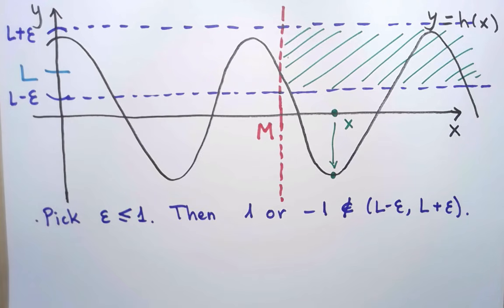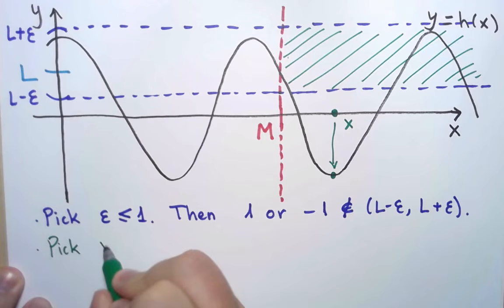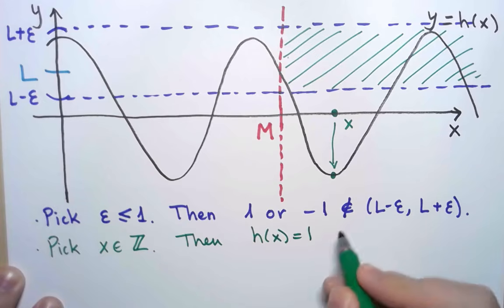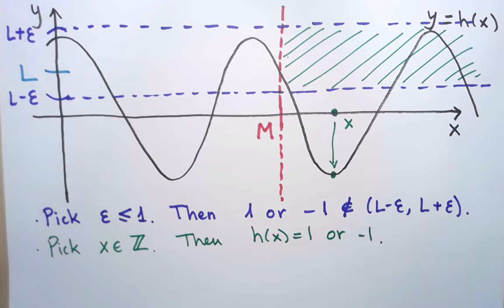And then, which value of x do I pick? I will pick an integer x. Then, h of x will be either 1 or -1, depending on whether x is odd or even. This will satisfy what I need. H of x won't be between L minus epsilon and L plus epsilon. I also need to pick x greater than m, but there are certainly integers as large as I want, so I think that will work. And I think that's all I need. I think I am ready to write the proof now.